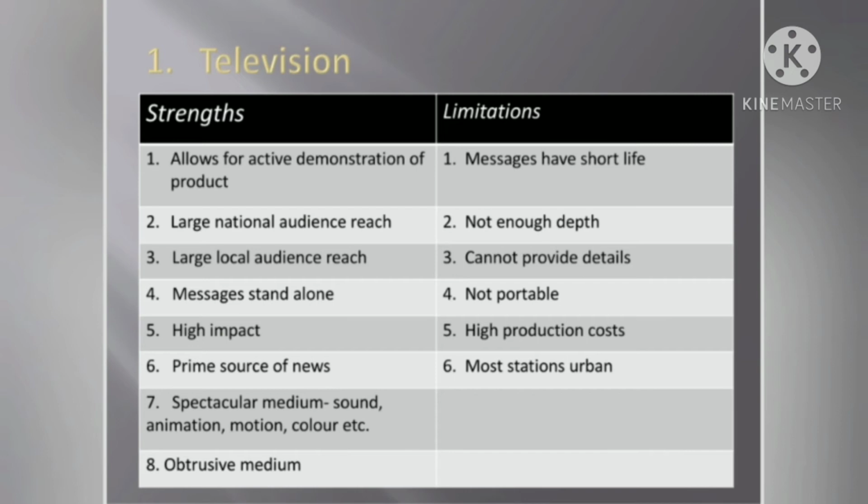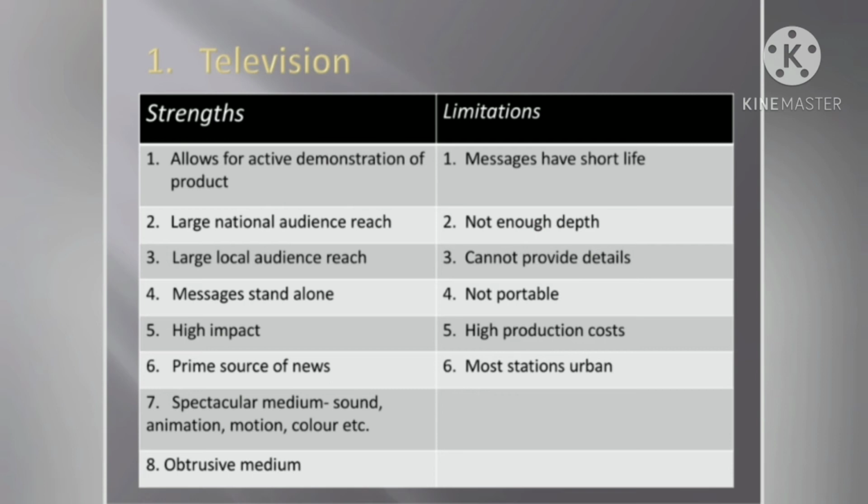Now let's move on to the limitations of television. The first limitation is that the messages have short life. Next, it does not have enough depth, and as it does not have enough depth, it cannot provide details. That is another demerit of television. Next one, it is not portable, meaning it cannot be taken from one place to another. That is also another limitation of television.